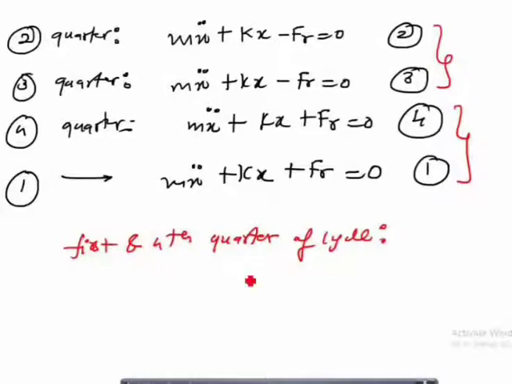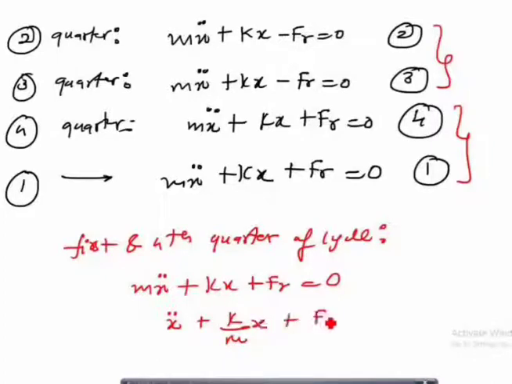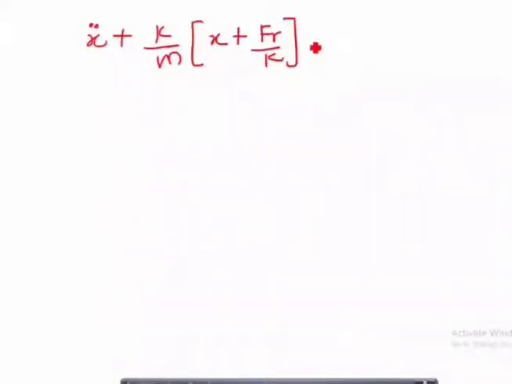So what I am getting, see, mx double dot plus kx plus fr is equal to 0. Let me do the analysis. Let me divide the whole equation by m. So x double dot plus kx upon m plus fr divided by m is equal to 0. This is what I am getting. Now you can take k upon m common. Why I am taking it common we will understand further. So I get x double dot plus k upon m times, x plus fr upon k, is equal to 0.